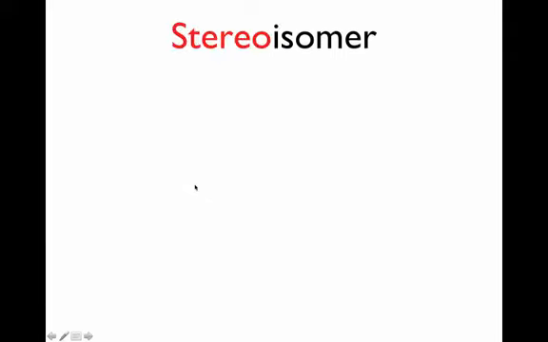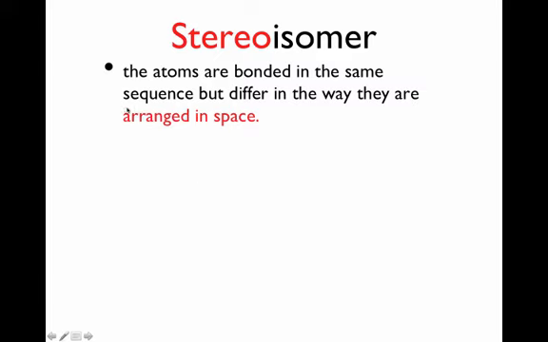But there is a different kind of isomer that we're going to talk about. It's talked about in Chapter 12. It's called a stereoisomer, and this is taken from your textbook. It says a stereoisomer is where the atoms are bonded in the same sequence but differ in the way that they're arranged in space. And when I read this, pretty much what I think is, I have no idea what that really means. And if you have no idea what that really means, you're probably in reasonably good company. But I will try to explain what that really means now.